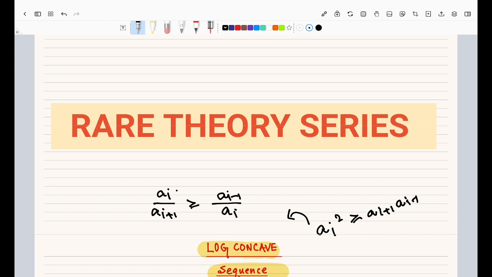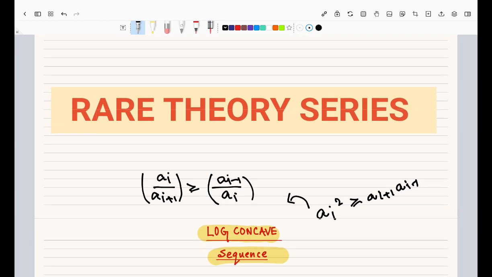So this is how we have always seen it, that the ratio increases. If you see, the ratio is increasing. Now this is a very important series when you talk about higher mathematics.